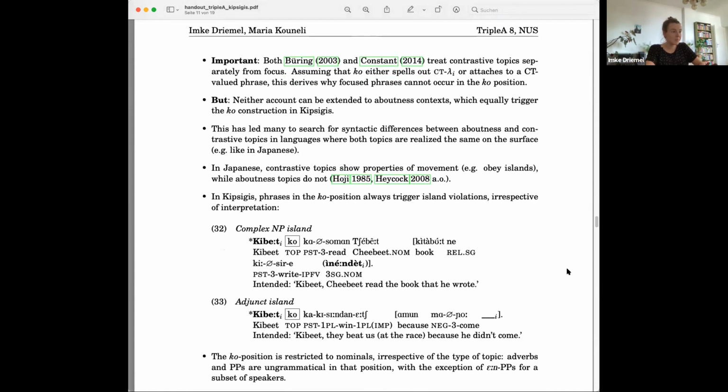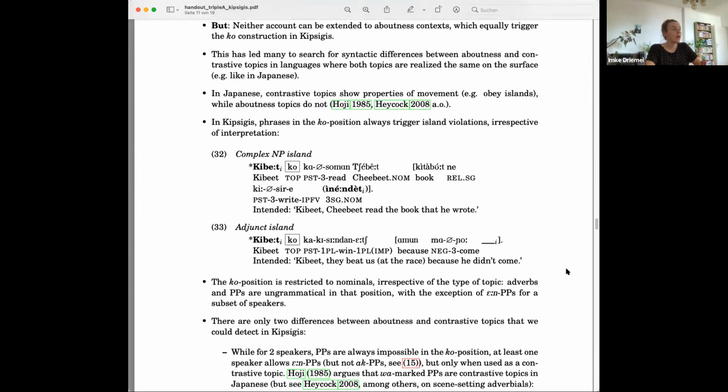We tested this in Kipsigis. We give you here two islands in 32 and 33. One is a complex NP island, the other one is an adjunct island, and the topicalized phrase originates in the island, and we see that there's ungrammaticality independent of the topic type. Those are just out independent of the context, right? So they look very similar syntactically.